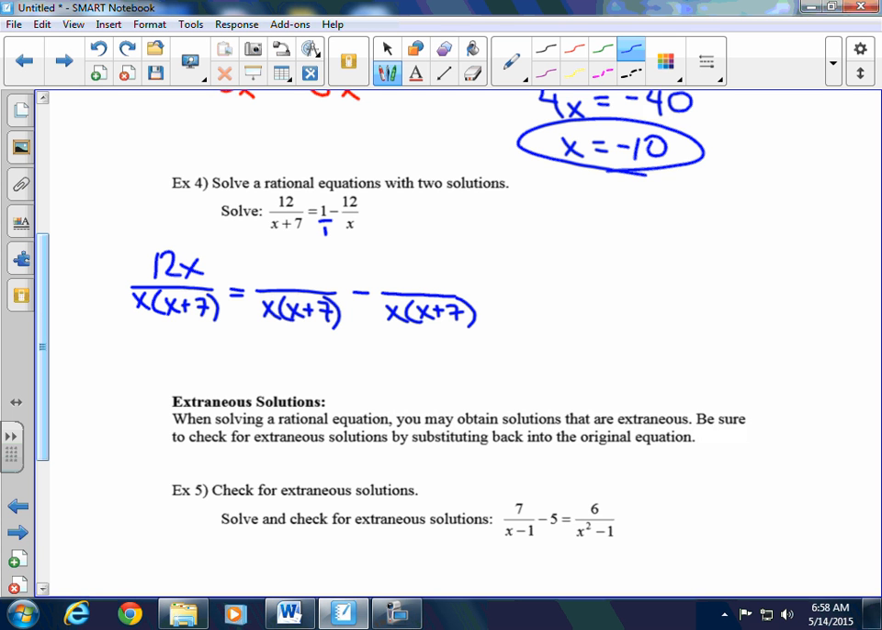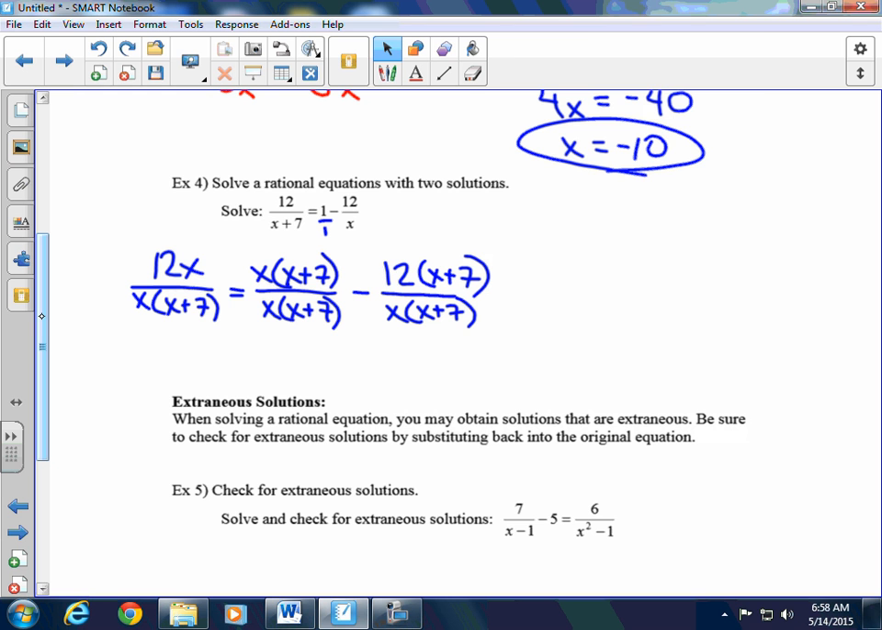In the second one, well, I just have 1. I need all of that denominator, so it's going to be x times x plus 7. I need the whole thing there. And in the last one, I need the x plus 7. Okay, so here's essentially what we have.